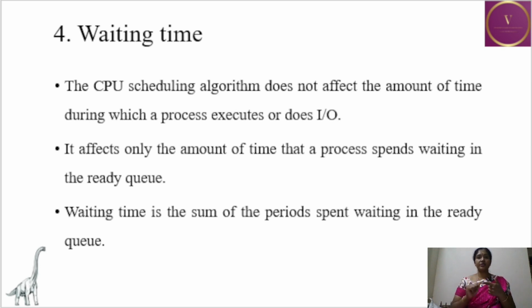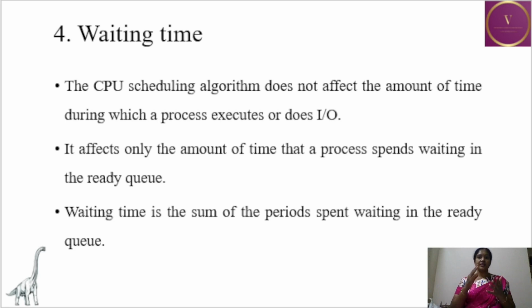So the scheduler is always concerned about how long a process is waiting in the ready queue, and it should be minimized. The waiting time of a process should be less, in such a way that we have to choose a scheduling algorithm. Immediately when a process is ready to work, it should get the CPU, that is, it should be able to get processed. So there must be less waiting time. That is one of the very important criteria, that is waiting time.